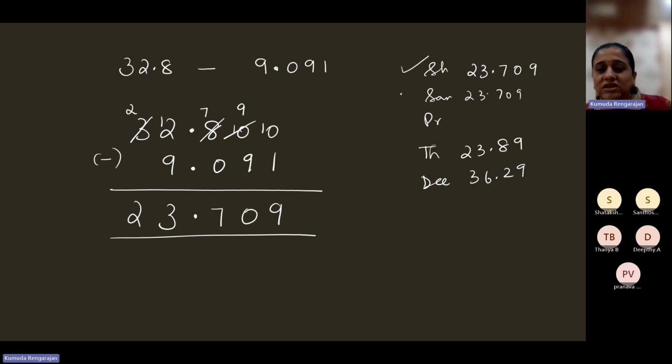So Satakshi, Santosh and Pranava got it. Deepthi and Tanya have to ask me. If I'm not clear, please ask me. I'll repeat or I'll take a different question and explain. No, I placed it in the wrong order. Okay. So you got it now? Yes, ma'am. Okay. We'll just do one more and wind up the session for today. We'll take up multiplication and division of decimals tomorrow.